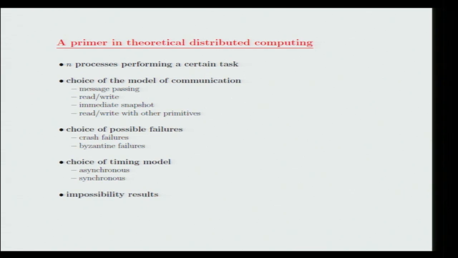okay, then the other thing you have to fix is what you allow for failures. So usually in these models, to say anything meaningful, you have to allow failures. Otherwise, if nobody fails, you can just wait for everybody to write his stuff, and then you read it, and then you're done. So this is the whole point, right?